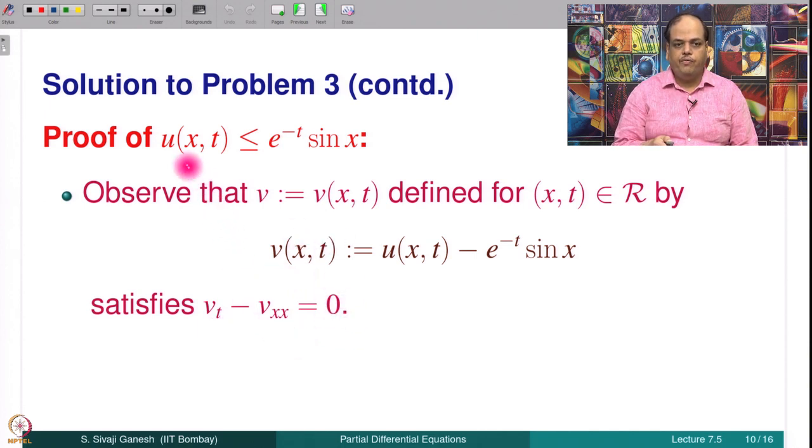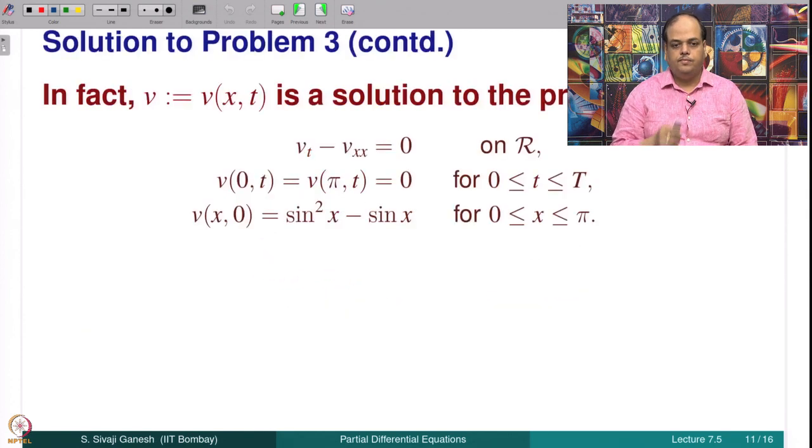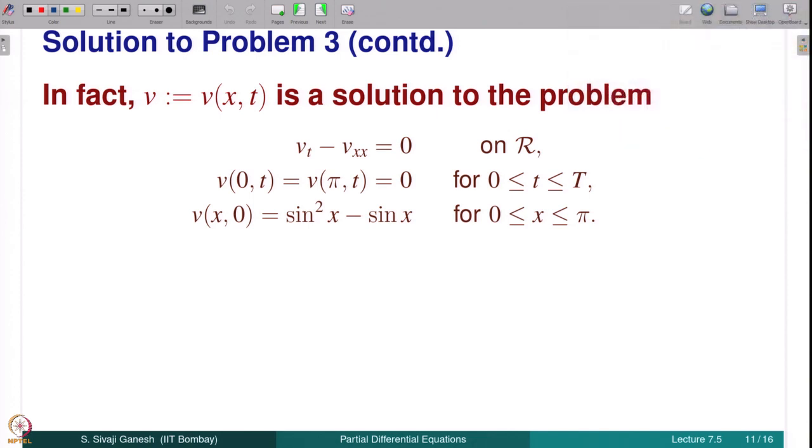And what is it that we want to show? v of x, t is less than or equal to 0. So, showing this is the same as showing v is less than or equal to 0. In fact, we will look at the problem that v satisfies. So, the homogeneous heat equation, v is a solution, which we have already checked, on R, and v of 0, t and v of pi, t are also 0, v of x, 0 equal to sin square x minus sin x. Please check this, it is very simple. So, I am not going to check it here. So, this is the problem that v satisfies.